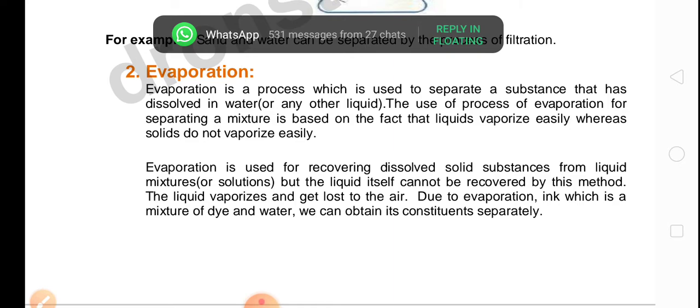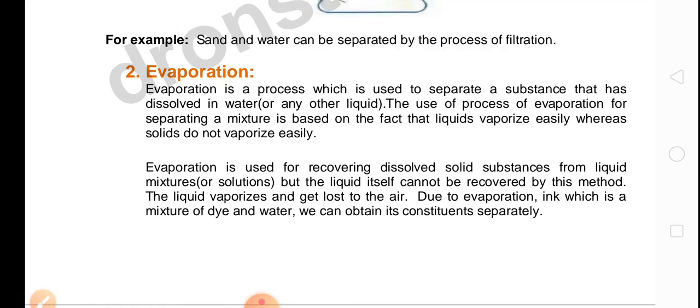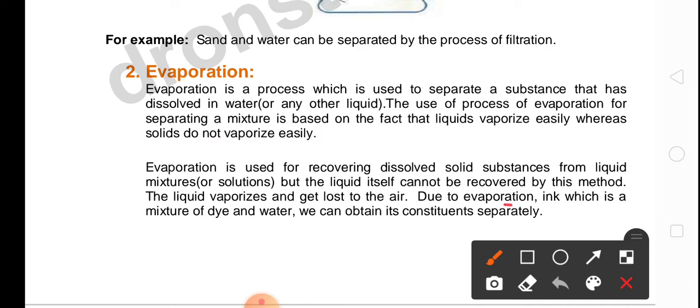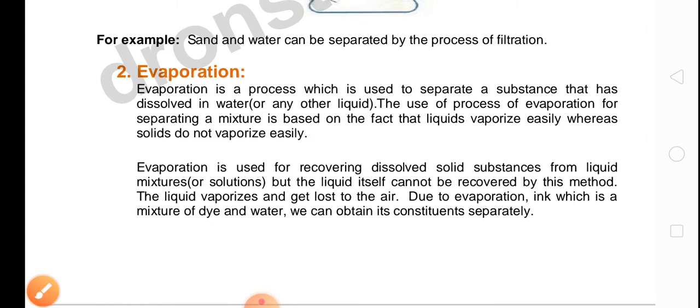The liquid vaporizes and gets lost to the air. When we use evaporation, we heat the solution. After some time the liquid vaporizes and is lost to the air, so the water will disappear and finally salt will remain in the flask. Another example is given: due to evaporation, ink, which is a mixture of dye and water, we can obtain its constituents separately.